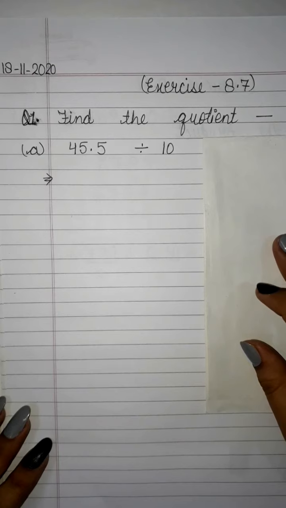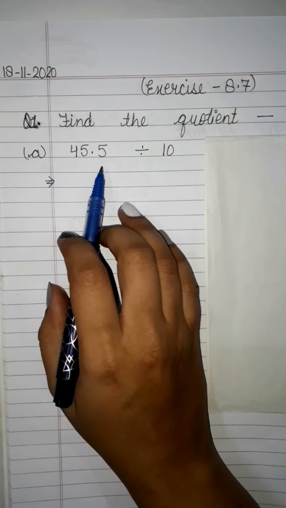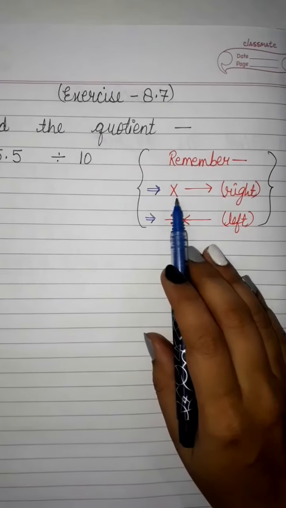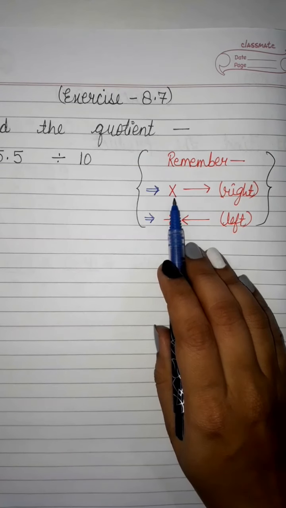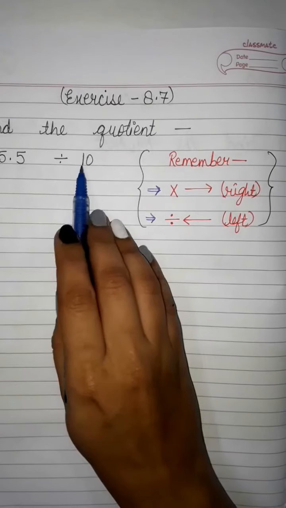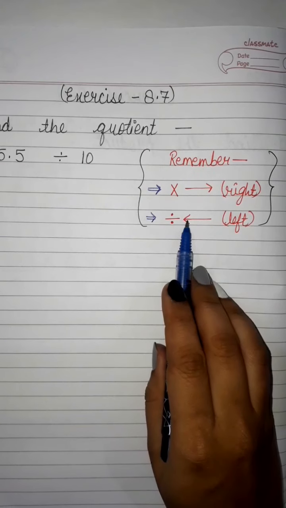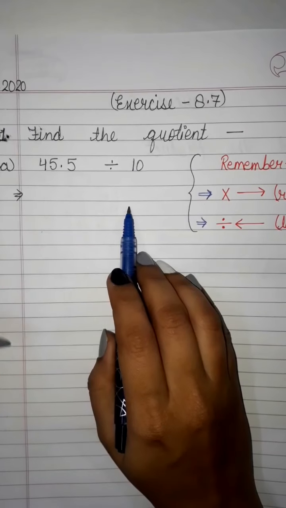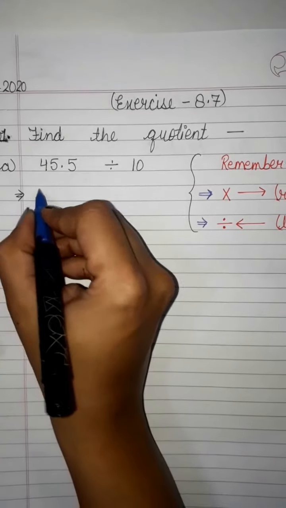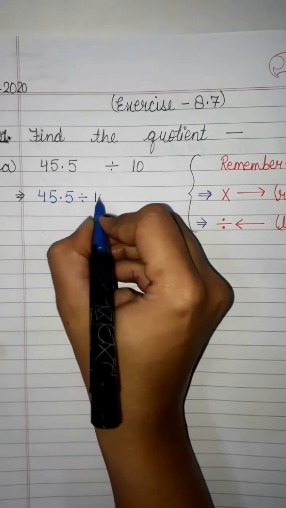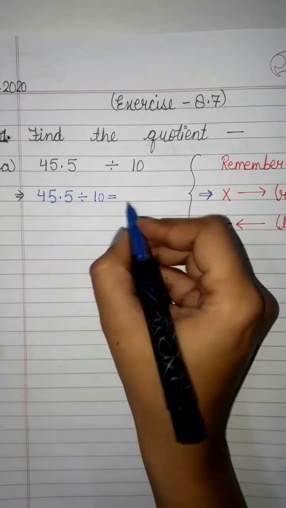Children, see A part. In this, the decimal number is to be divided by 10. Children, remember this. When we do multiplication, the decimal shifts towards the right. And when we do division by 10, 100, 1000, the decimal shifts towards the left. So without solving, we can also do it directly like this. See, divide by 10 is equal to, write the number without decimal.